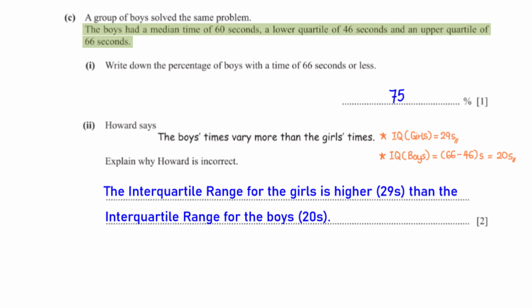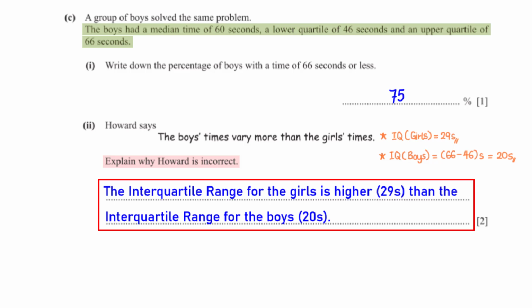Howard says the boys' times vary more than the girls' times. Explain why Howard is incorrect. We found the interquartile range for the girls in part AI as 29 seconds. To get the interquartile range for the boys, we subtract 46 seconds from 66 seconds. This gives us 20 seconds. And so Howard is incorrect because the interquartile range for the girls is higher than the interquartile range for the boys.